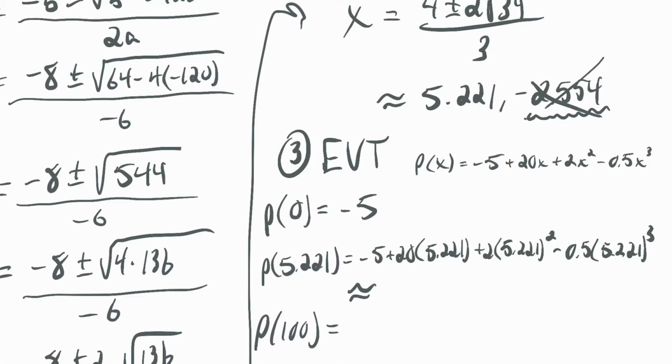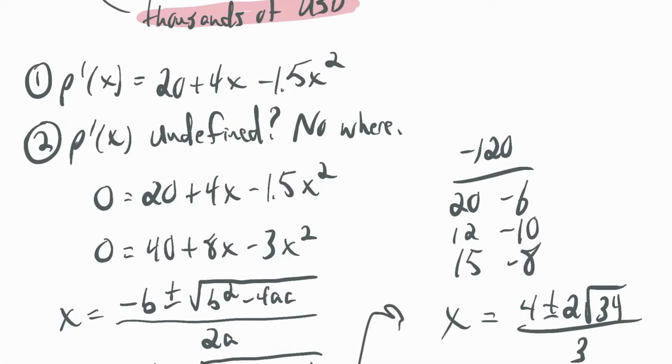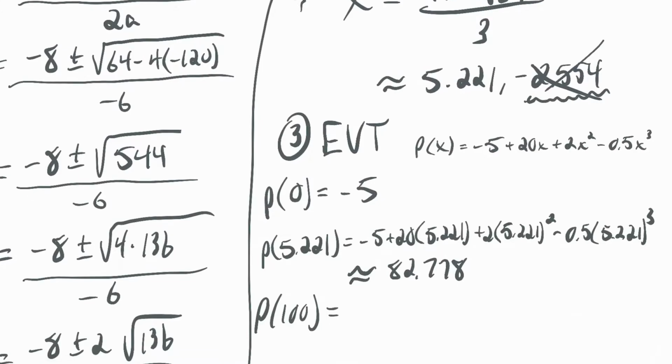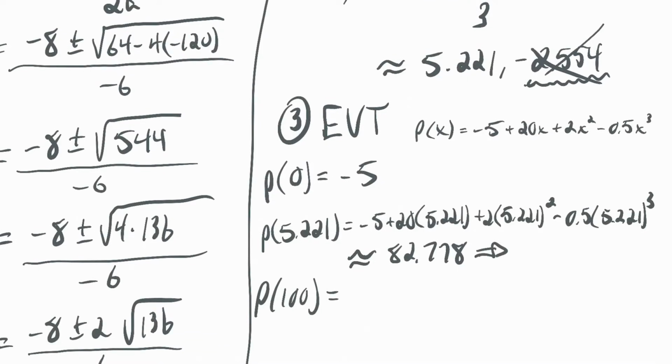Negative 5 plus 20 times 5.221 plus 2 times 5.221 squared minus 0.5 times 5.221 cubed. We get about 82.778. And since the function is in terms of thousands of US dollars, okay, this would be $82,778.